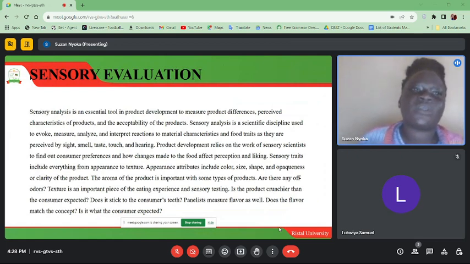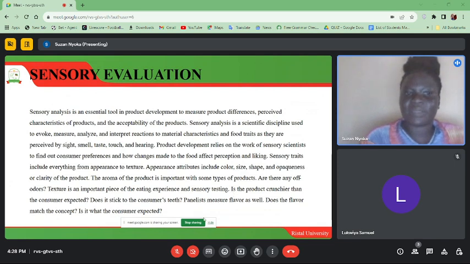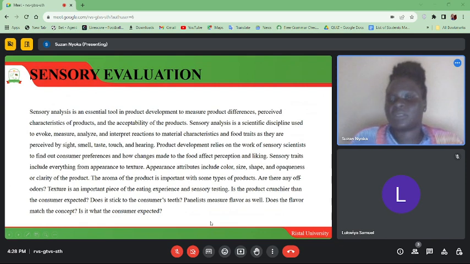Sensory evaluation, or sensory analysis, is an essential tool in product development to measure product differences, perceived characteristics of products, and the acceptability of the products. Sensory analysis is a scientific discipline used to evoke, measure, analyze, and interpret reactions to material characteristics and food traits as they are perceived by sight, smell, taste, touch, and hearing.